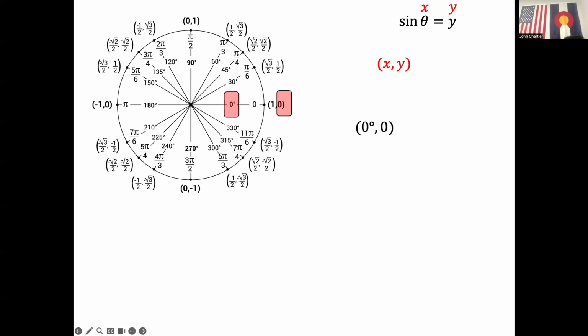Okay, cool. And then I'm going to go around the unit circle and grab the very next one. The next one is 30 degrees. I could use radians, I could use degrees, whatever you want. So I grab the next one, 30 degrees. I look at the y value, and there's my second point.